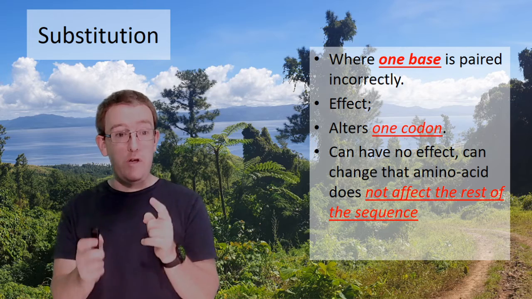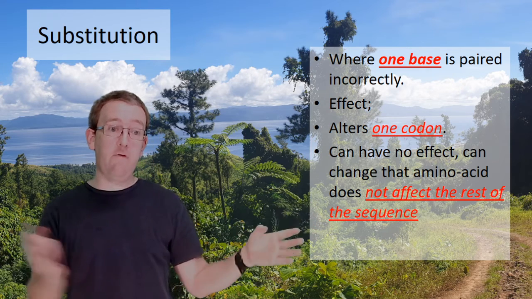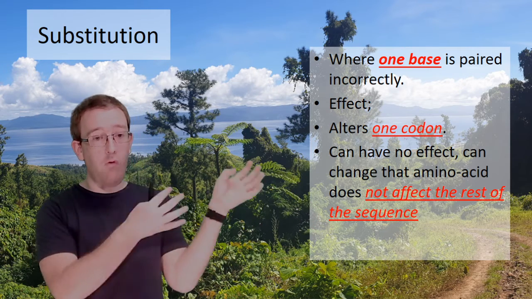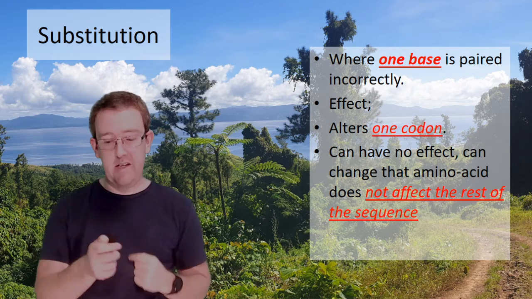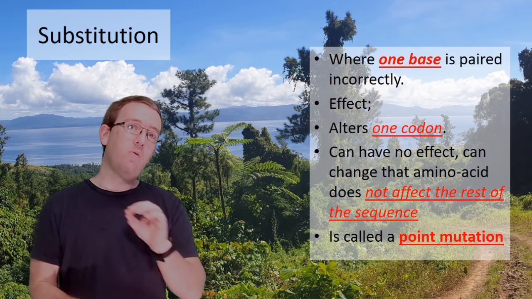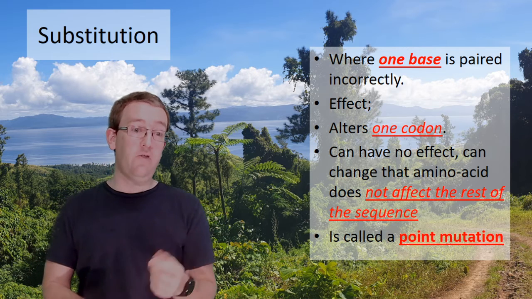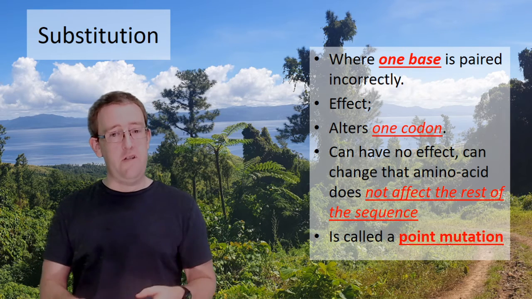But one thing it won't do is it won't affect the rest of the chain. Everything upstream and downstream, everything before and after that mutation will not be changed. It'll be that one amino acid maximum. Okay, we call that a point mutation, and that's an important key term. Okay, so it's a point mutation.